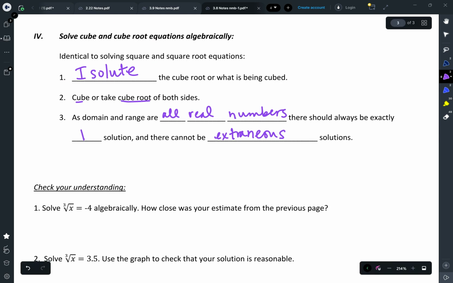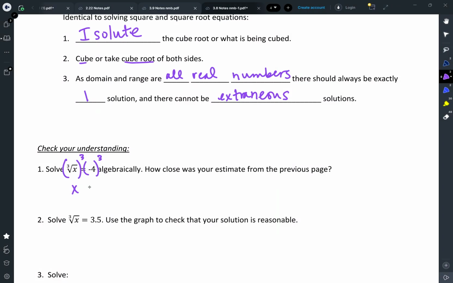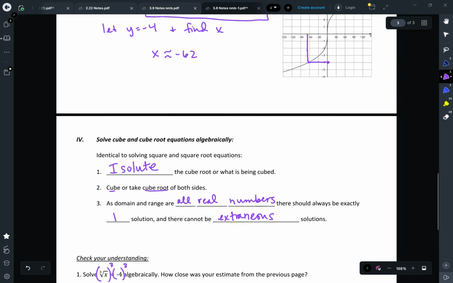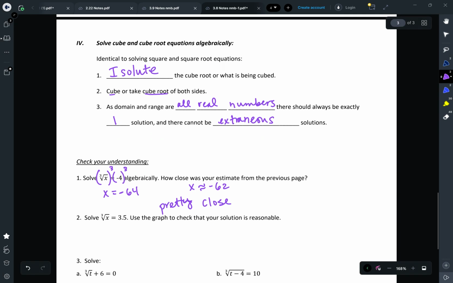So Check Your Understanding number 1. We did these together in class because they did a lot of practice on their own. But for number 1, it says cube root of x equals -4. We want to solve algebraically. That means we're going to raise both sides to the third power, and that would mean x equals -64. So if you remember on our last page, we estimated -62. So they were pretty close. It's hard to get an accurate number just looking on the graph. So same thing when we grade a test or quiz, we're going to be watching for you just to be close. Solve the cube root of x equals 3.5.